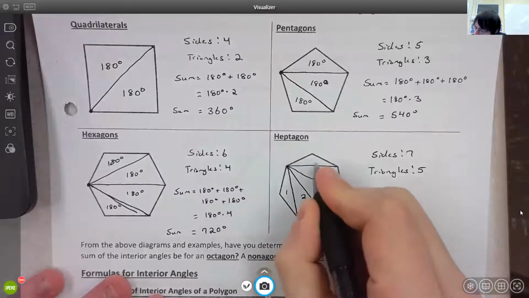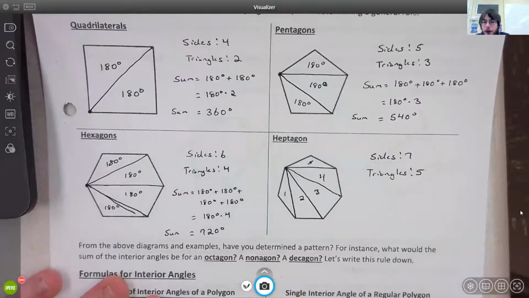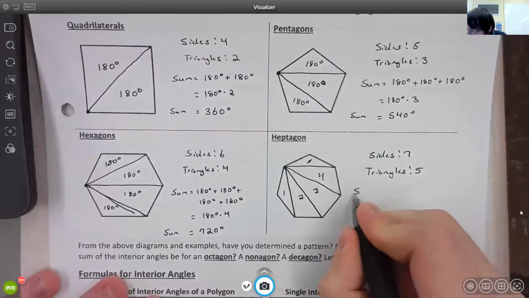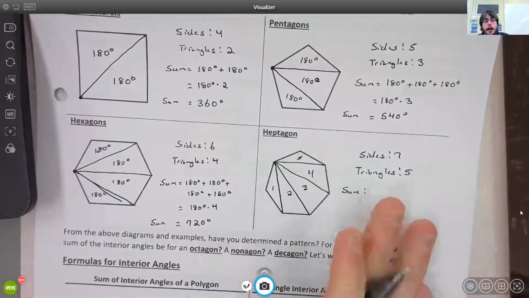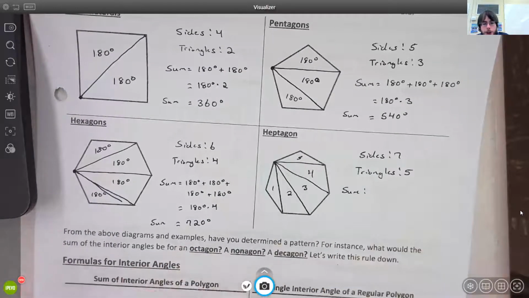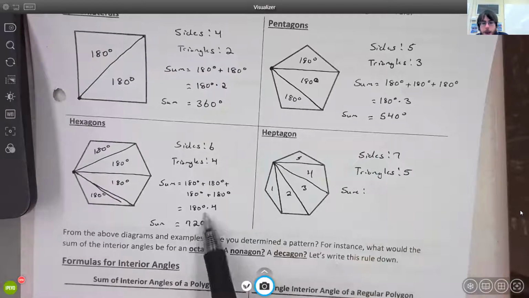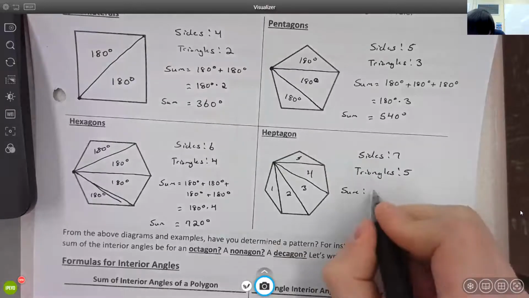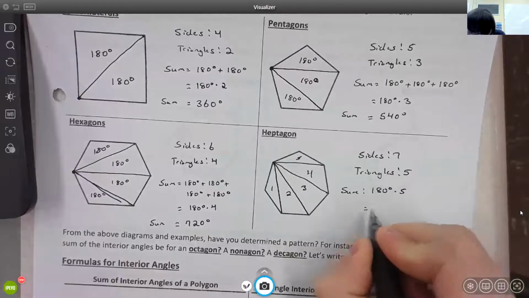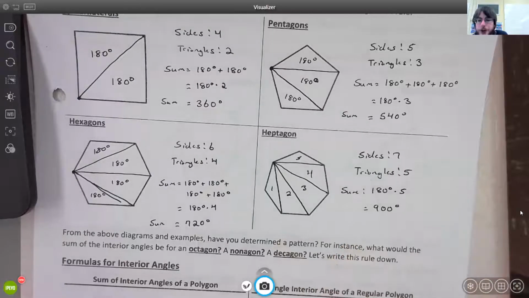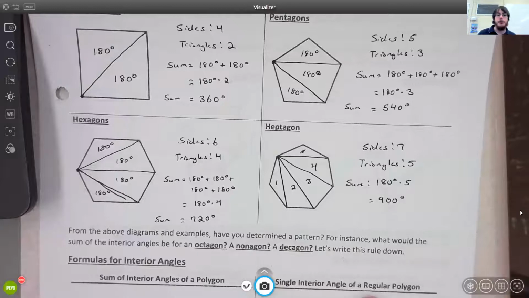Now, if we want to find the sum of the heptagon, we could just add 180 five times, or we could do what we've been doing and do 180 times the number of triangles, which is 5. And when you do that, you end up getting 900 degrees for your sum for a heptagon.